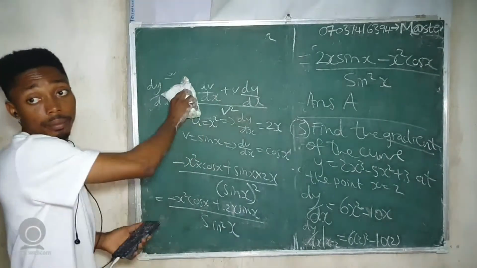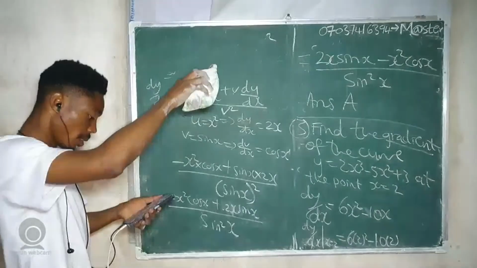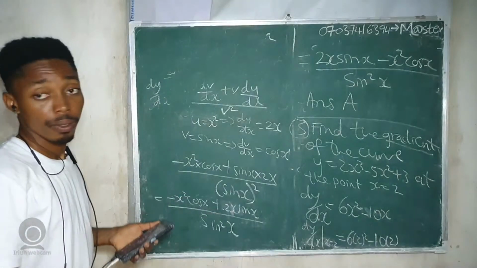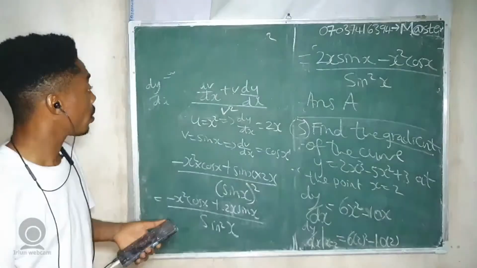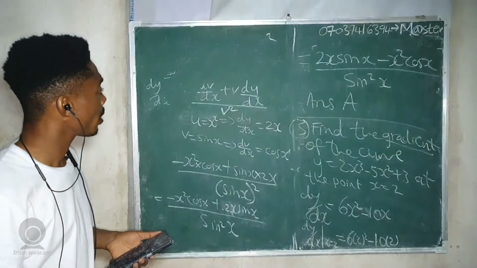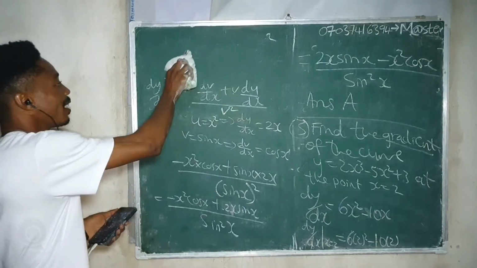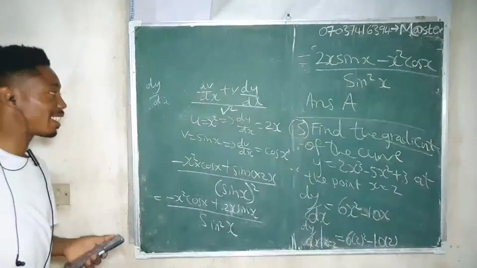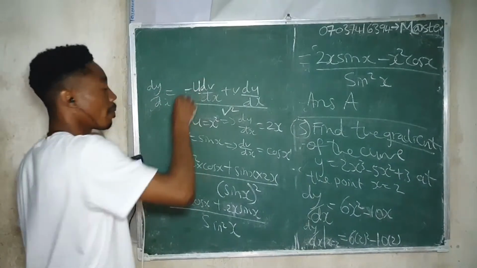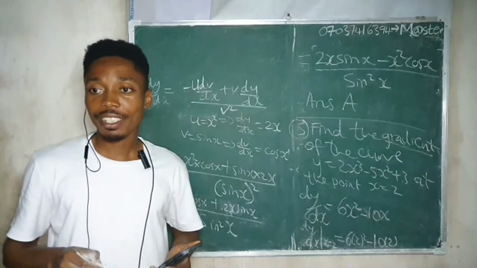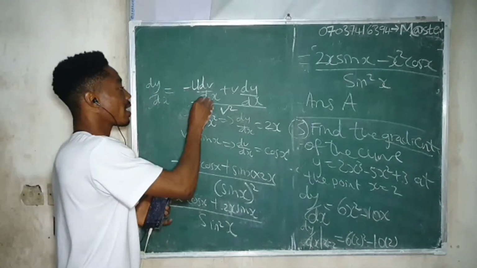Huh? There's no plus. In where? There is no plus. Yes. Okay. That person that said there is no plus in quotient rule, what's his name? Elijah. Elijah, how can you say that there is no plus in quotient rule?